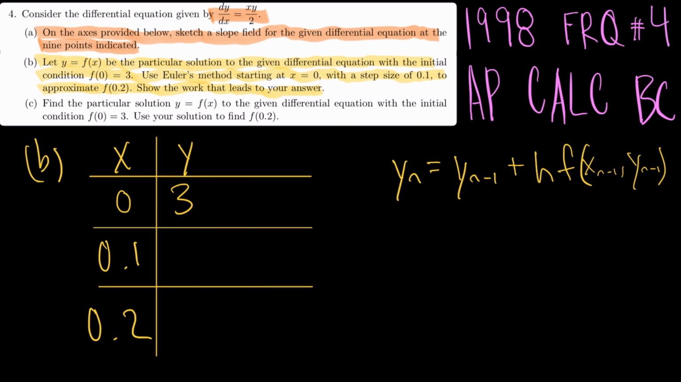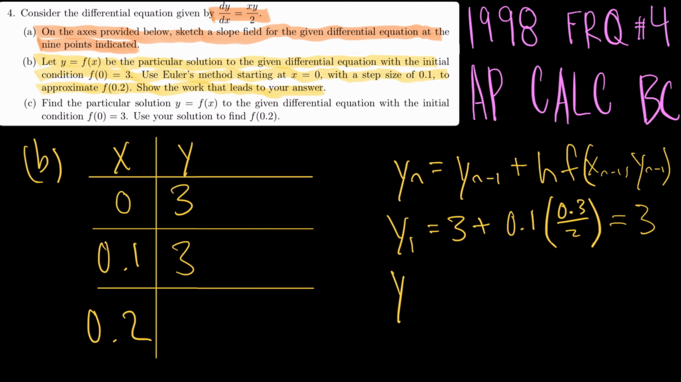So we can write y sub 1 equals, and then our previous y is 3 plus the step size, which is 0.1, times the derivative at (0, 3). So that would just be 0 times 3 over 2, which equals 0. 0 times 0.1 is 0, so we get 3 again.